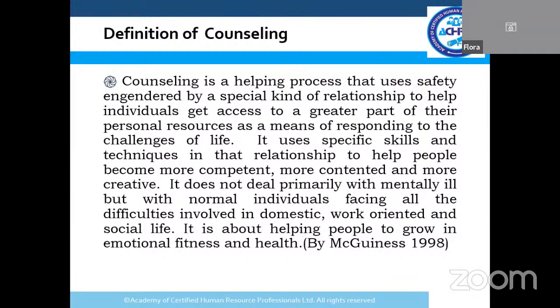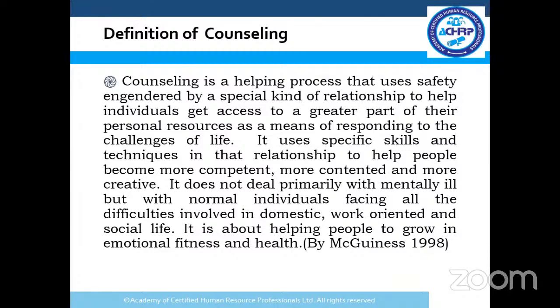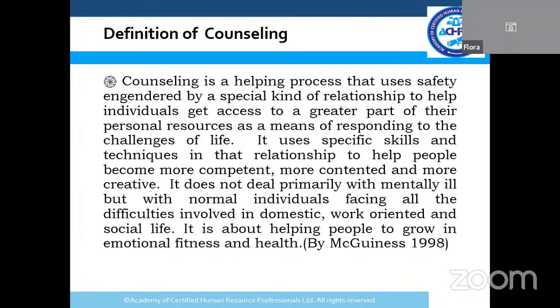Then in counseling, we say it does not deal primarily with the mental ill. Who deals with the people who are mental ill? Who deals with the clients who are mental ill? Psychiatrists. So if you are HR counselors, you don't deal with the staff who are having mental issues.